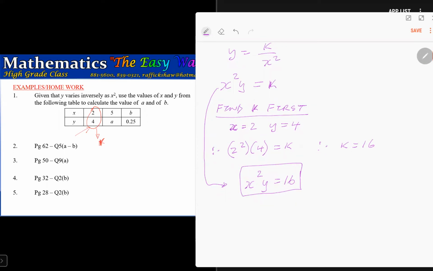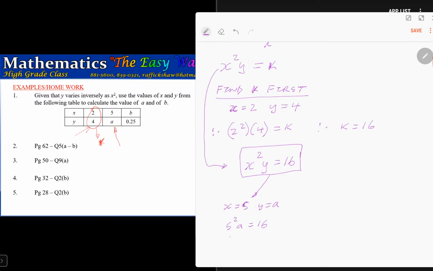If you look in the table now, I'm going to use this formula right here first. When x equals 5, y equals a. Put those two values in that formula and you get 5 squared times a equals 16. The 5 squared is 25, so that's 25a equals 16. So a equals 16 over 25. Done.